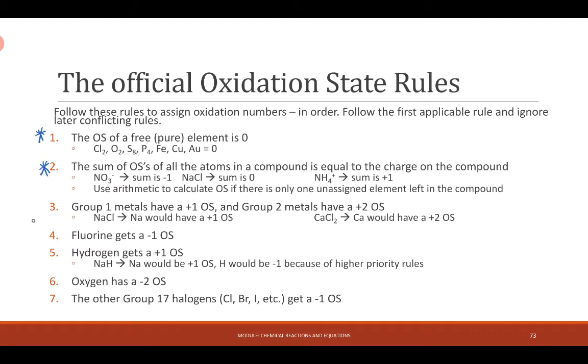After that, it gets down into common ion charges. For instance, group 1 has common ion charges of +1, group 2 has common ion charges of +2, fluorine is a -1, and so these match the common ion charges. It's just that you have to assign the priority in this order. So for instance, if you had NaH, sodium is higher priority, so it would be a +1, and then hydrogen would be a -1.